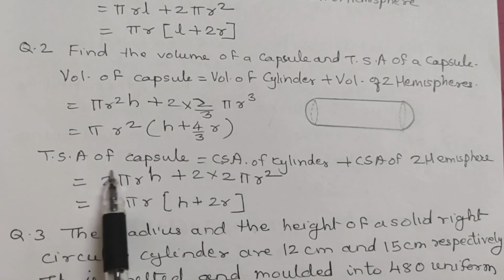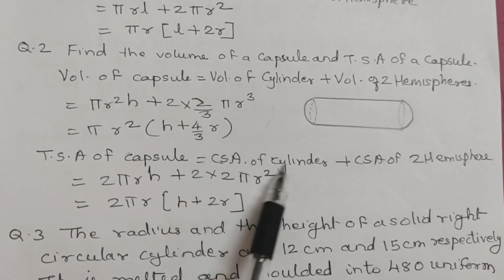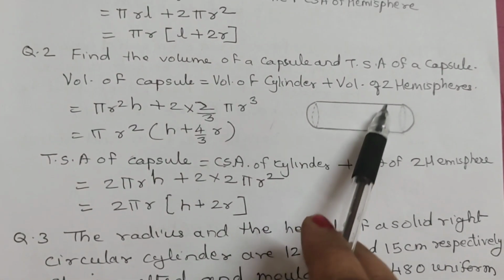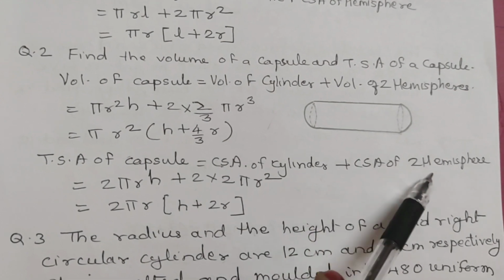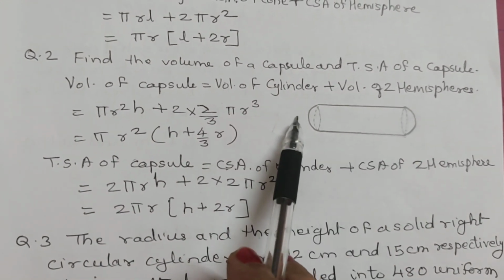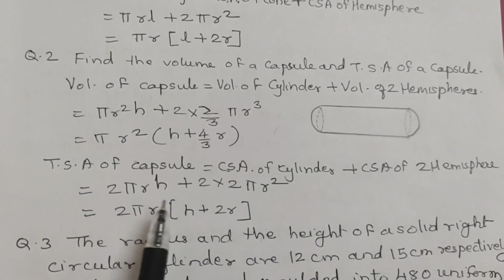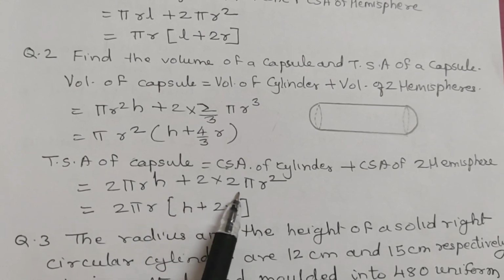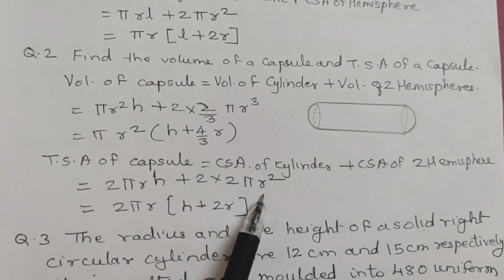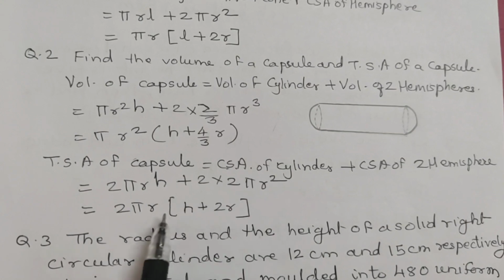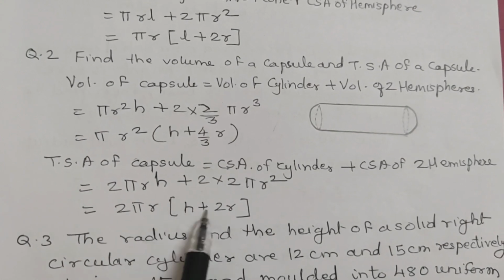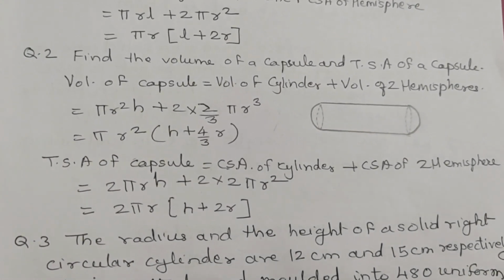So the total surface area of the capsule is curved surface area of cylinder plus curved surface area of the two hemispheres. So 2 pi r h plus 2 into 2 pi r square, because 2 hemispheres. 2 pi r into bracket h plus 2r will be the total surface area.